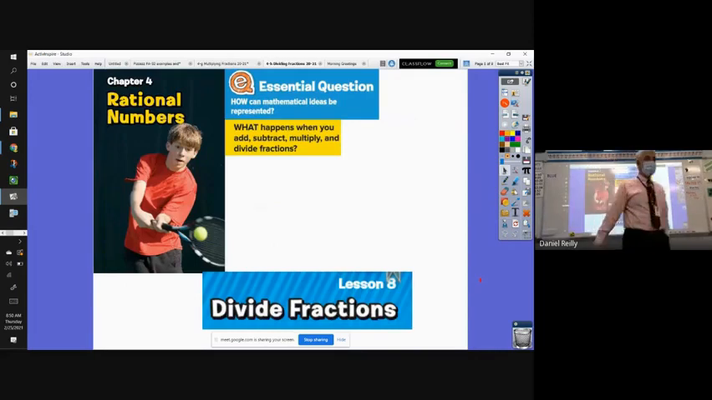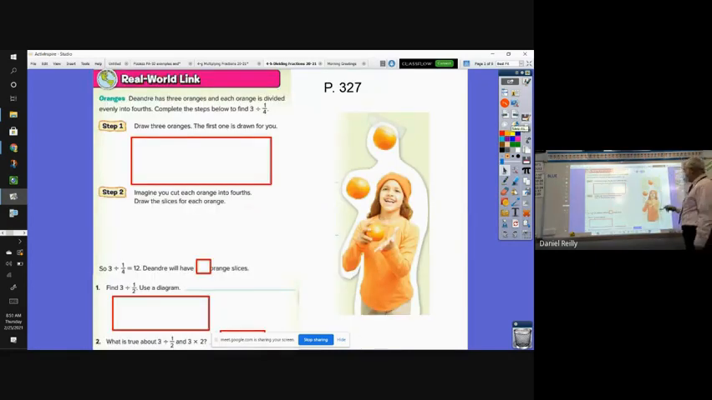Which is dividing fractions. You've done this before. You did all that multiplication stuff we just did. You did that in 5th grade and 6th grade, multiplying fractions. Not with positives and negatives. That's the only thing different this year. Okay? So, dividing fractions. I'm going to skip this sort.